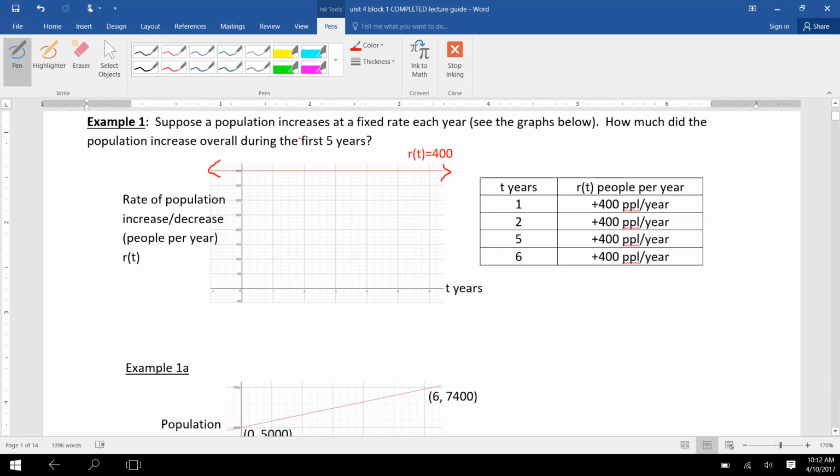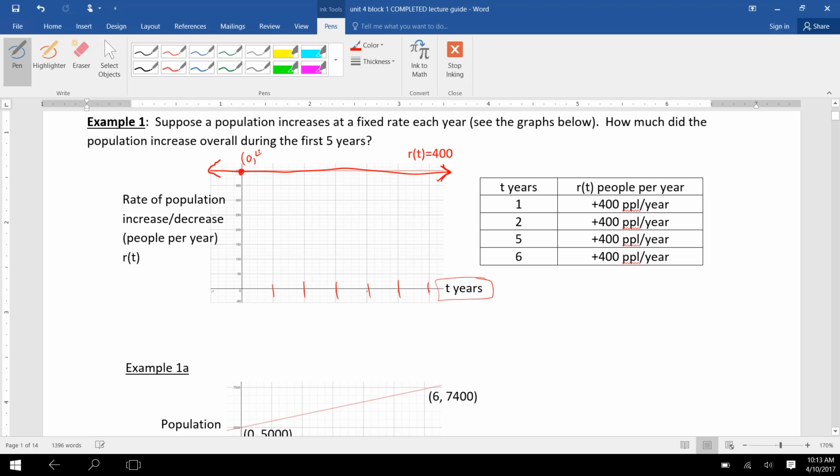Suppose a population increases at a fixed rate each year. So again, I am giving you here in this problem a rate function. So notice here I've drawn a graph, r of t equals 400. This function inputs t in years. So here's 1 year, 2 years, 3 years, 4 years, 5 years, 6 years. And it outputs the rate of population increase.